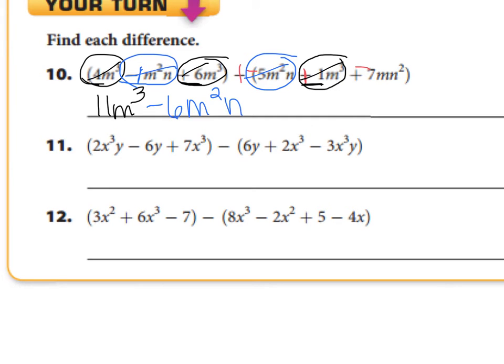And then the only thing that's left is actually that -7 mn squared. I don't want to write plus negative because when it's plus negative, we just want to write minus 7mn squared. And there's my answer. So again, if you change it at the beginning, then it's just like the problems we were doing earlier. So go ahead and try 11 and 12. Check with the neighbor as you go through it, and then unpause the video when you're ready to check the completed answers.